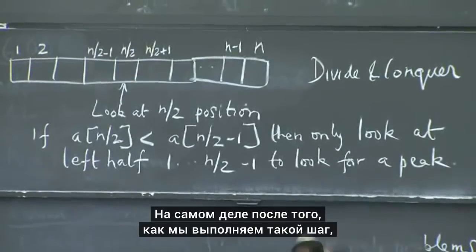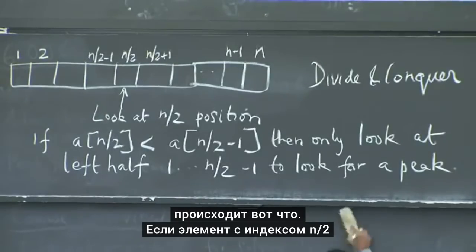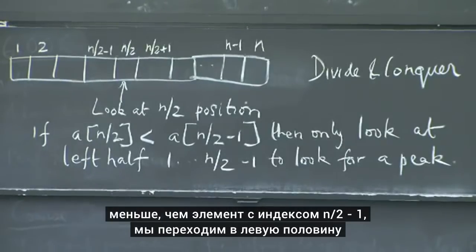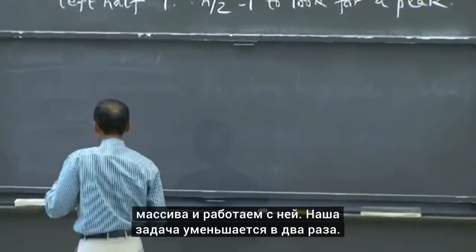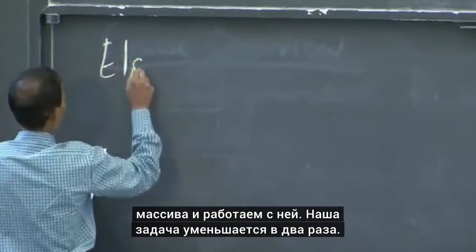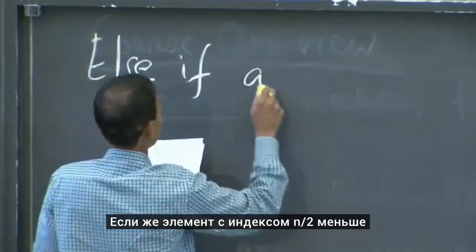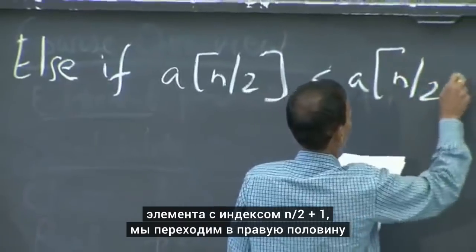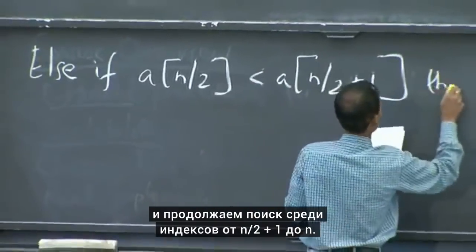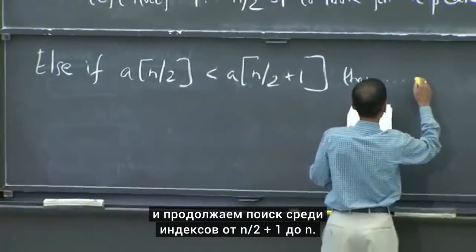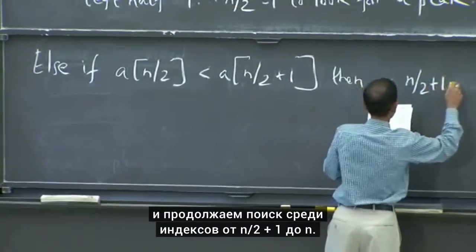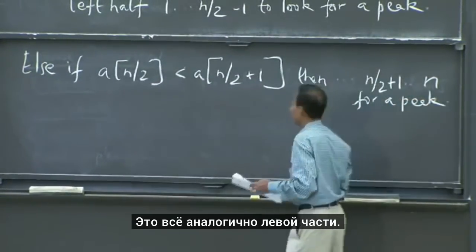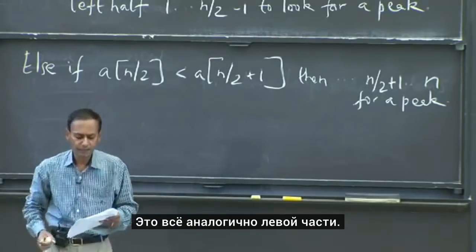And so what I've done is, through that one step, if, in fact, you have that condition, a n/2 is less than a n/2 minus 1, then you move to your left and you work on one half of the problem. But if that's not the case, then if a n/2 is less than a n/2 plus 1, then only look at n/2 plus 1 through n for a peak. So I haven't bothered writing out all the words. They're exactly the same as the left-hand side. You just look to the right-hand side.